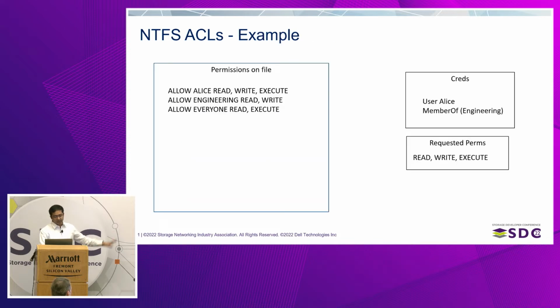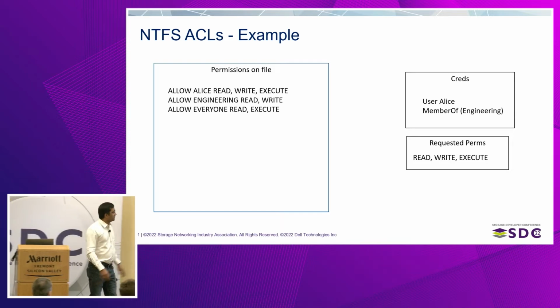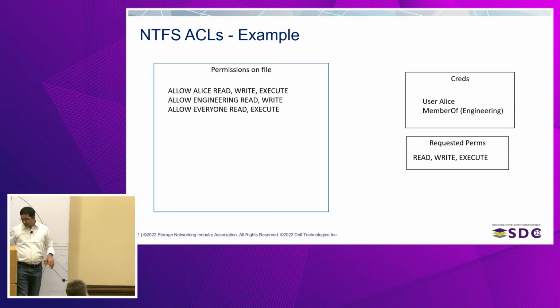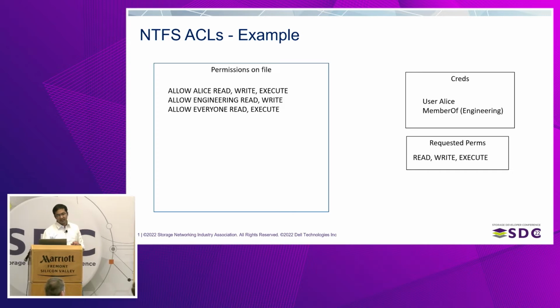So here's the same example we talked about a little earlier. The point here is that this set of ACEs is supposed to match the mode bits that we saw earlier. You have Alice with read, write, execute, engineering with read, write, and everyone with read, execute. This is the first example which we saw in mode bits. When I first looked at this kind of stuff, I was a little naive and I thought that this actually matched the mode bits which we saw earlier. But it doesn't. That's the point of this.